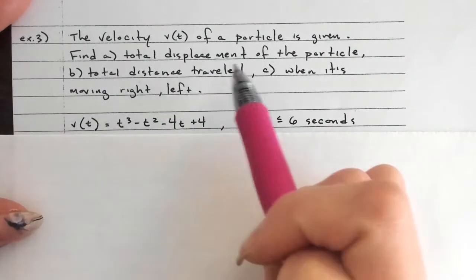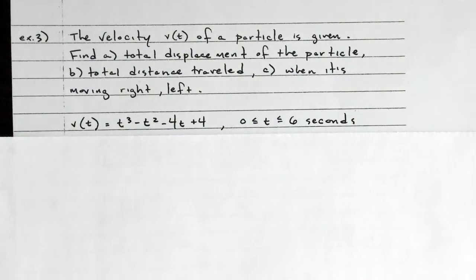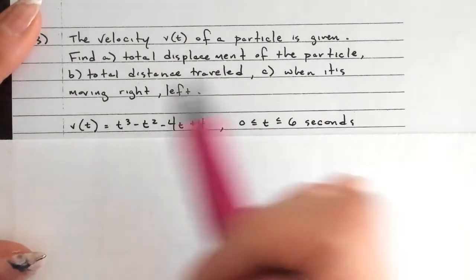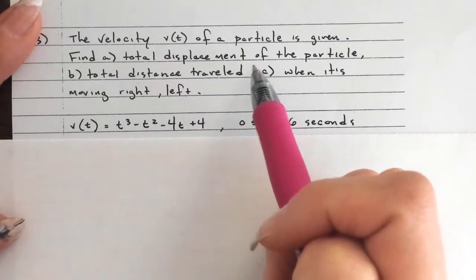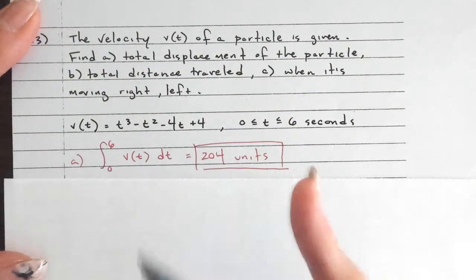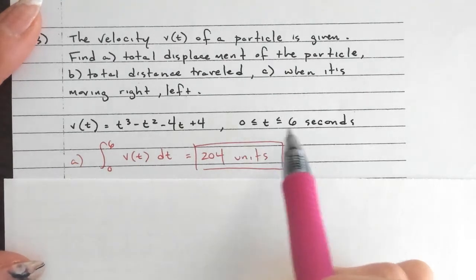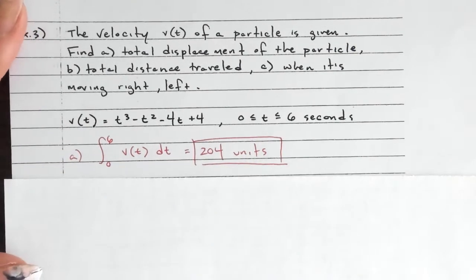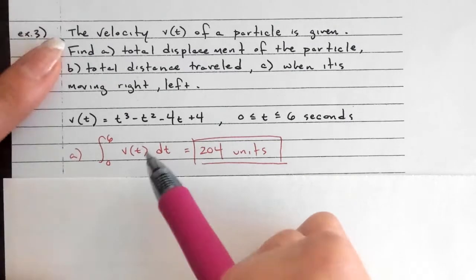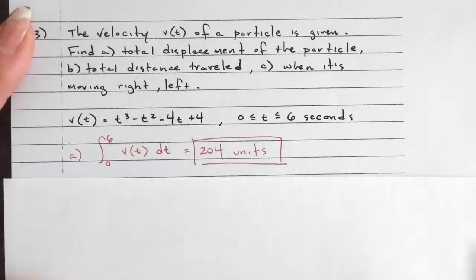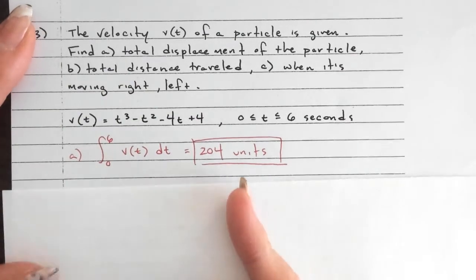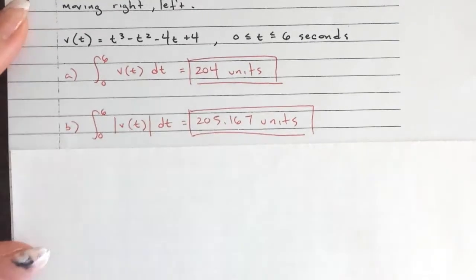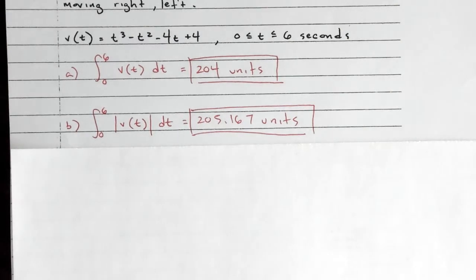To find the total displacement, let's at first pretend we have a calculator, okay? So if you have a calculator, or even if you don't have one and you're just setting it up, how would you find total displacement? Well, you just find the antiderivative. So from 0 to 6 seconds, you find the antiderivative of the velocity in terms of t, put it into the calculator, you get 204 units, okay? What about total distance traveled? Well, it's going to be the same thing, but with an absolute value. So you put that into the calculator. I'm going to show you that in a second, I actually need to set it up.